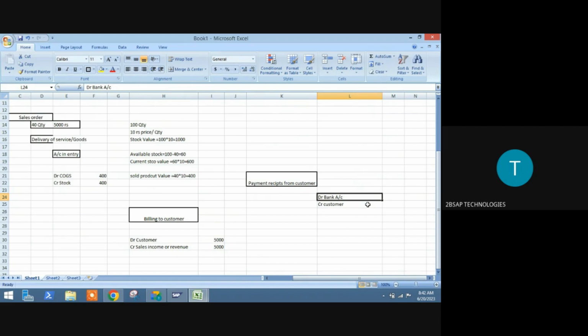Clear, sir, what I am saying? The customer has paid money directly to your bank account, and based on that, you need to clear your invoice. How will you get to know whether he paid you or not? Either you need to look at your bank statement, or he has to approach you.